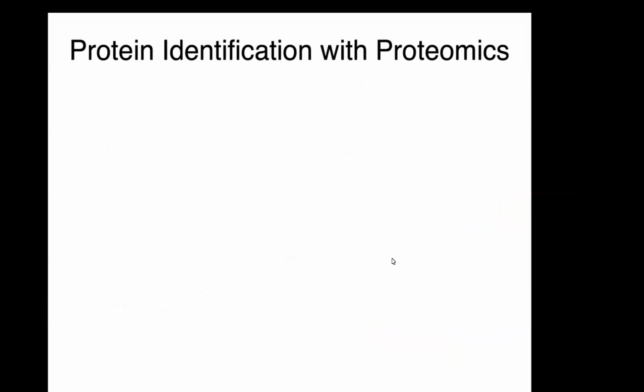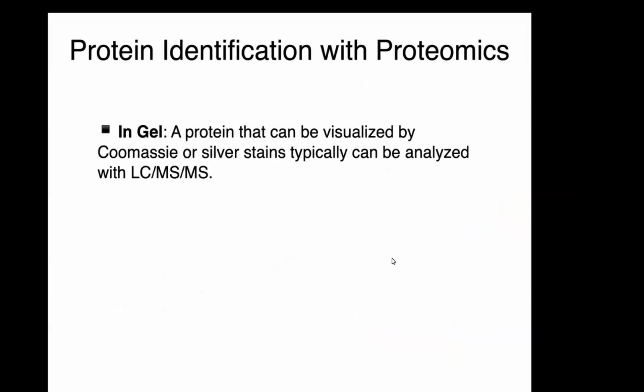So for protein identification with proteomics, we mainly accept samples that come in two forms. The first one being in gel, and we prefer in gel since the protein in the gel band gets purified.